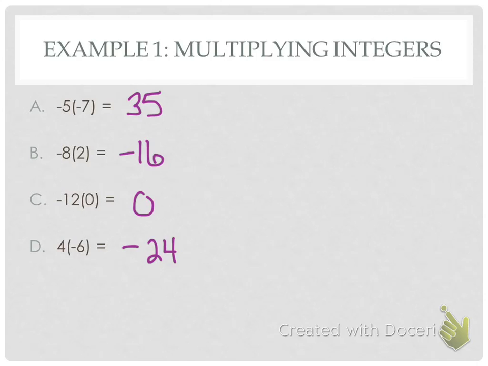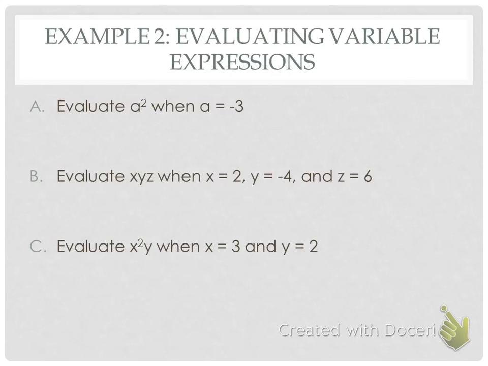All right, now in example 2, we're evaluating variable expressions. This is nothing new for you. You've been substituting a given value for the variable all year long, except now you're doing it with a negative number. So you have negative 3 raised to the second power. Now, is this negative 3 times 2? Or is it negative 3 times negative 3?